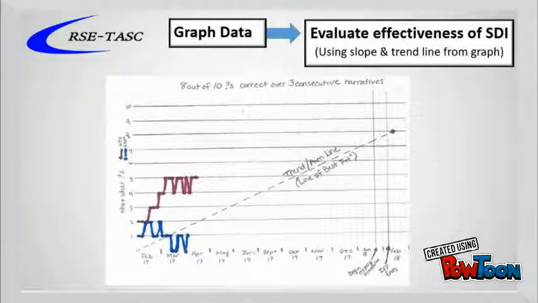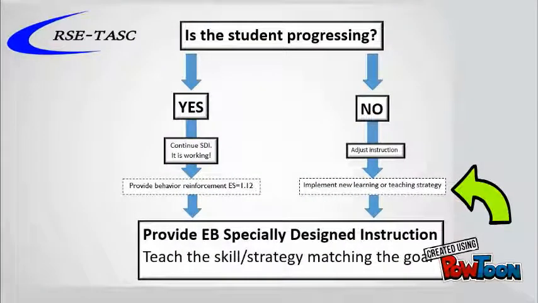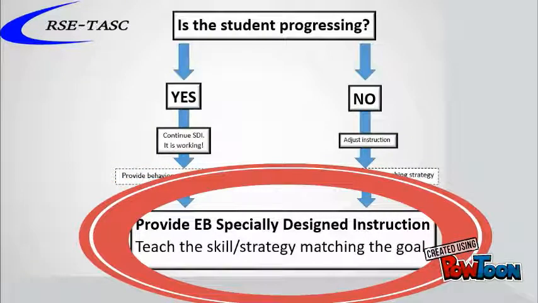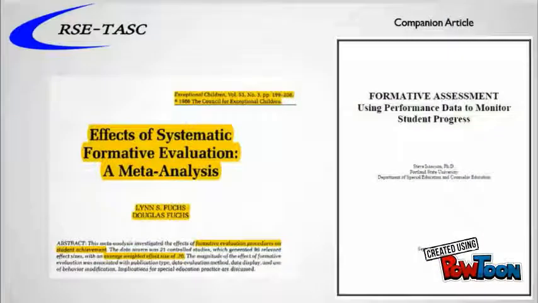If the data is not trending in a positive direction relative to the aim line, I need to adjust instruction by implementing a new learning strategy or a new instructional strategy, or simply adjusting one or the other. I will then provide the newly adjusted SDI and repeat the cycle of instruction, assessment, graphing, and analysis. This mini training is based on the meta-analysis by Fuchs and Fuchs.